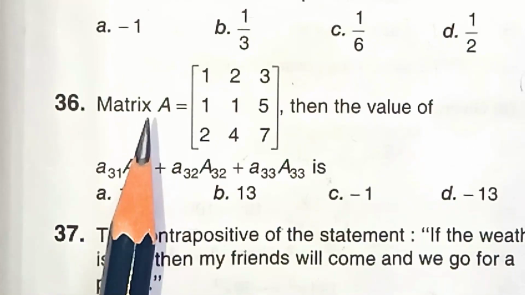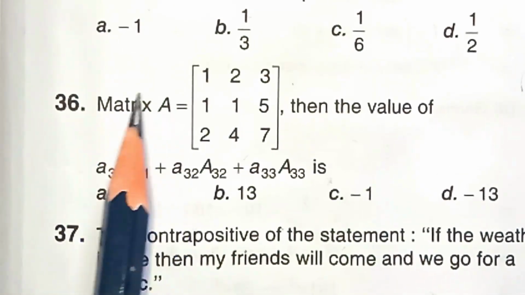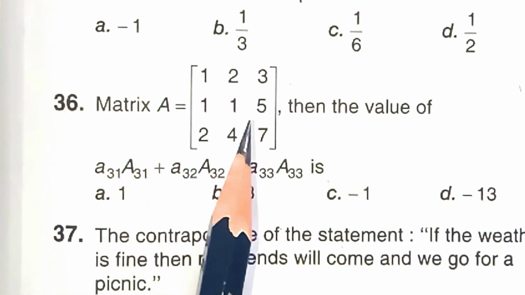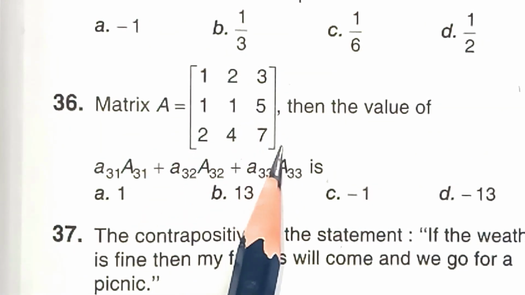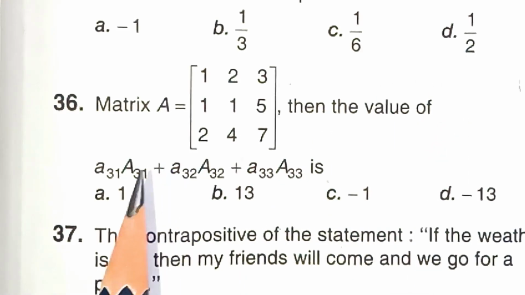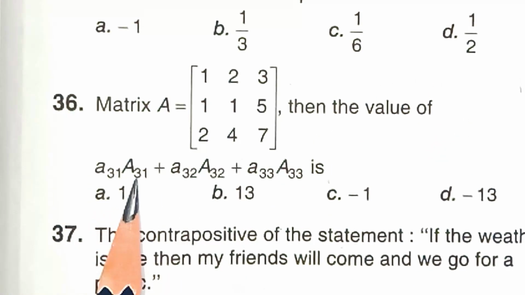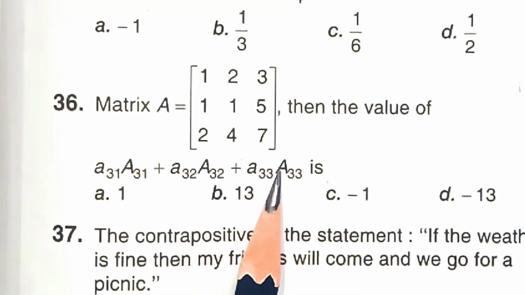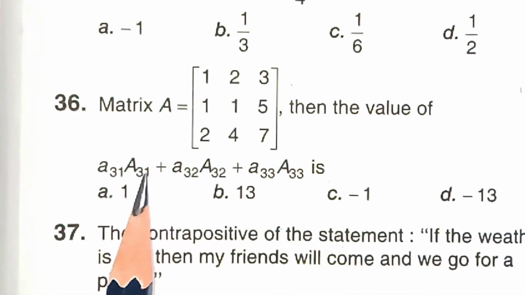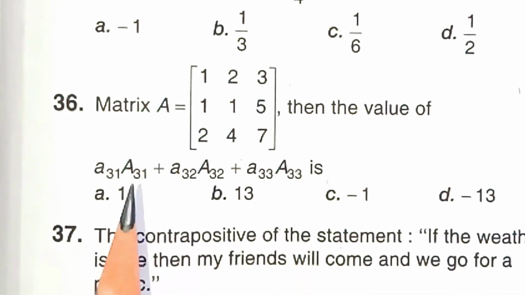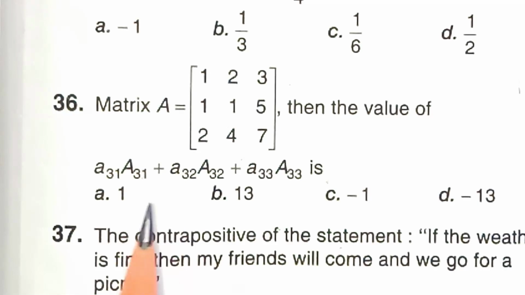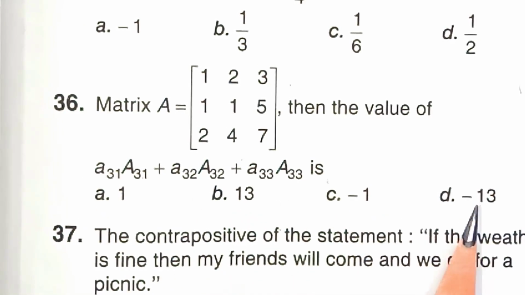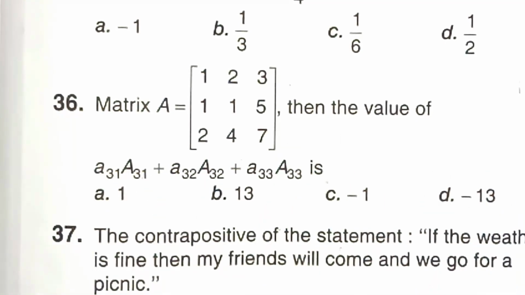Here is our example 36. It says that matrix A is given, with entries 1, 2, 3, 1, 1, 5, 2, 4, 7. And then we want the values of a31, capital A31, a32, capital A32, a33, capital A33, and their addition. We have to show that their addition is like option A 1, option B 13, option C -1, and option D -13. So we have to figure out which one of the options is correct.